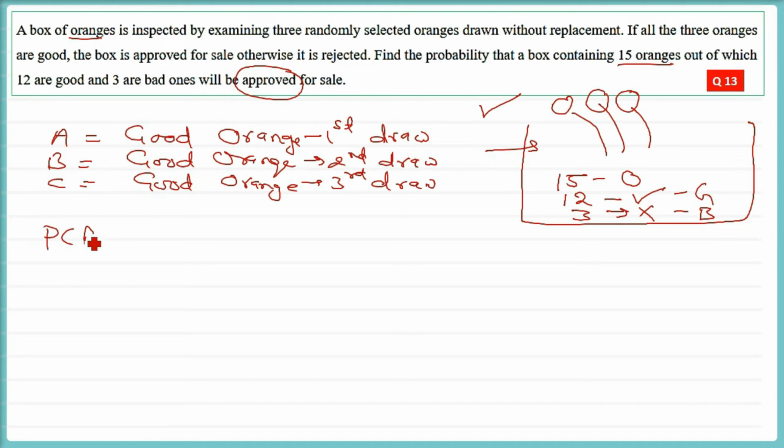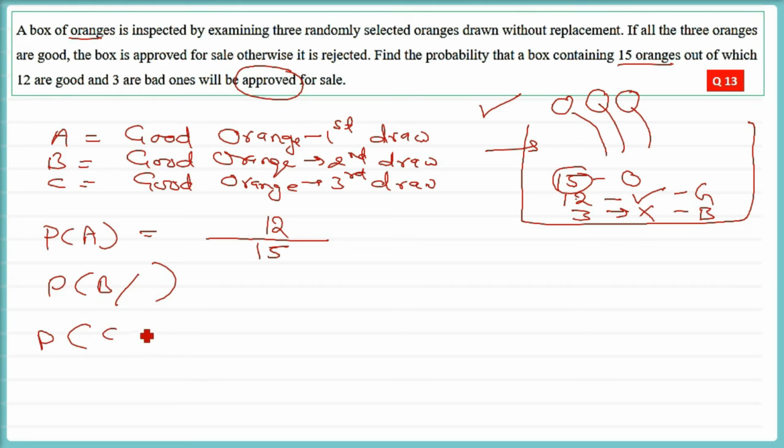So probability of getting the good orange in the first draw, as I suggested, total number of cases is 15 in the beginning. 12 oranges are good oranges, so these are our favorable cases, and this is the probability of a good orange at the first draw. Now probability of getting B, that is, probability of getting a good orange in the second draw, will be what?